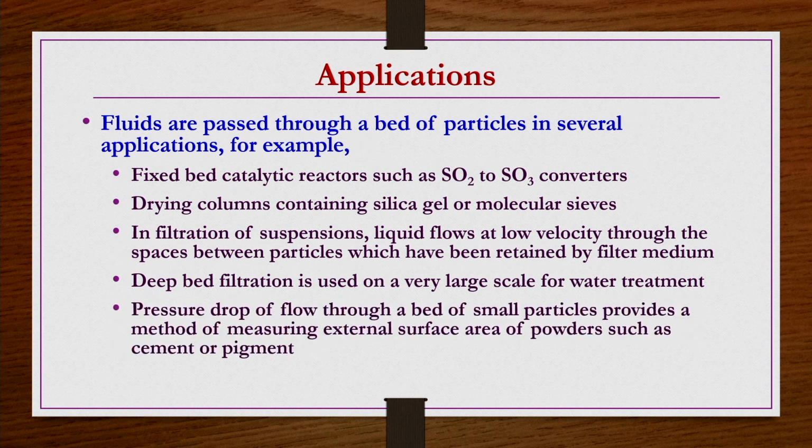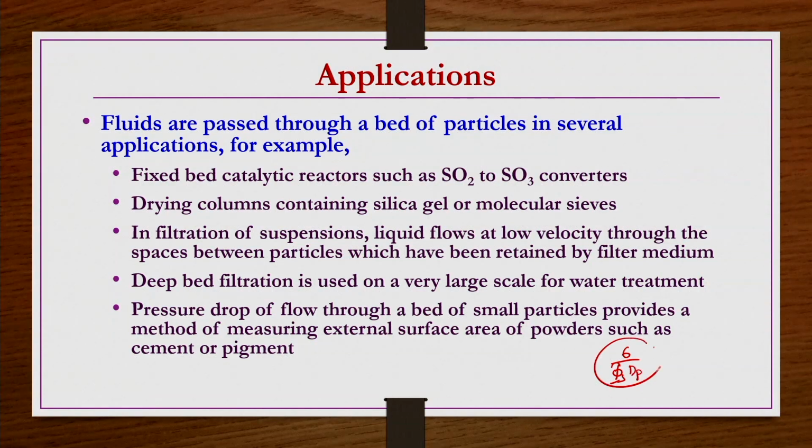Okay. Pressure drop of flow through a bed of small particles provides a method of measuring the external surface area of powders such as cement or pigment. Cement or pigment particles are very small, so measuring their surface area and surface to volume ratio for a given sample is in general very difficult, right. If you know the pressure drop, indeed we are going to obtain expressions for pressure drop for laminar flow and pressure drop for turbulent flow.